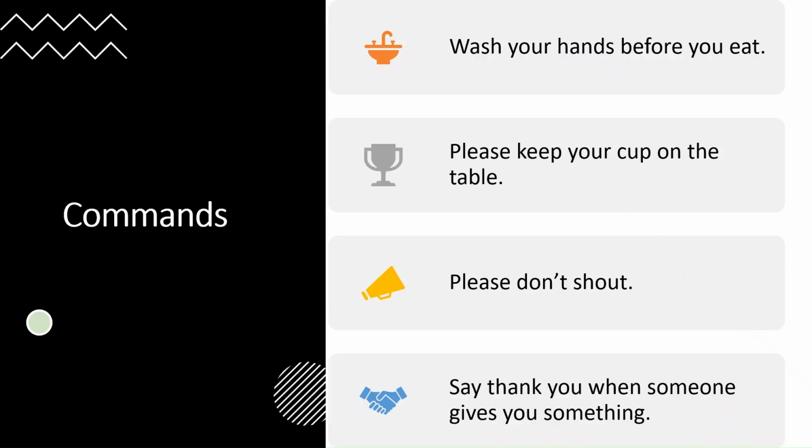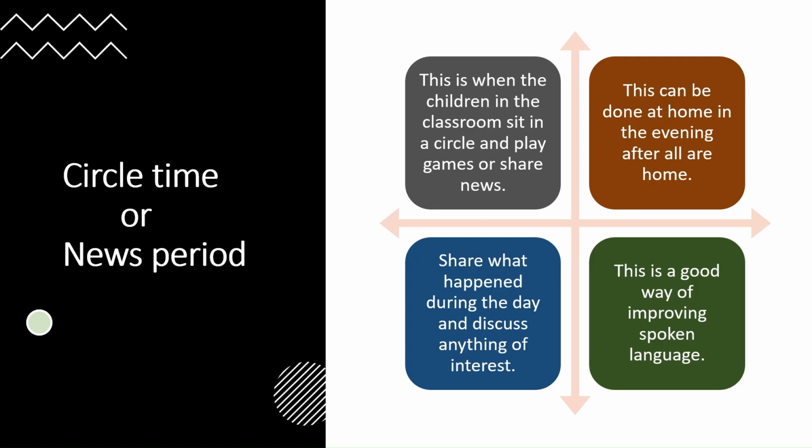Give firm commands. Wash your hands before you eat. Please keep your cup on the table. Please don't shout. Say thank you when someone gives you something, and so on. Circle time or news period. This is when the children in the classroom sit in a circle and play games or share news. This can be done at home in the evening after all are home. Share what happened during the day and discuss anything of interest. This is a good way of improving spoken language.